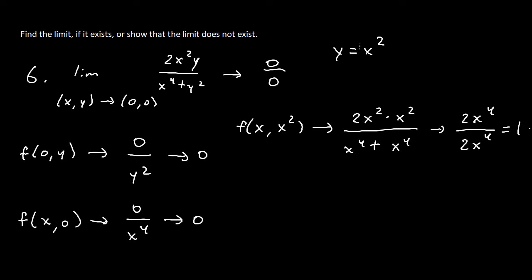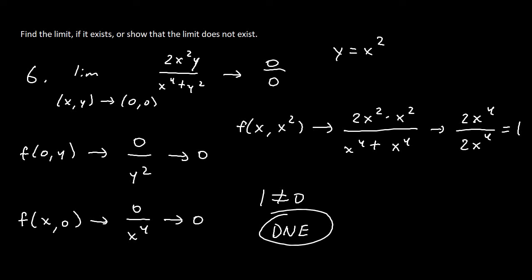So the limit along y equals x squared is 1, which is obviously different than the limit along the x-axis, the limit along the y-axis, and the limit along y equals x. So since we get a different limit here, obviously 1 does not equal 0, so the limit does not exist.